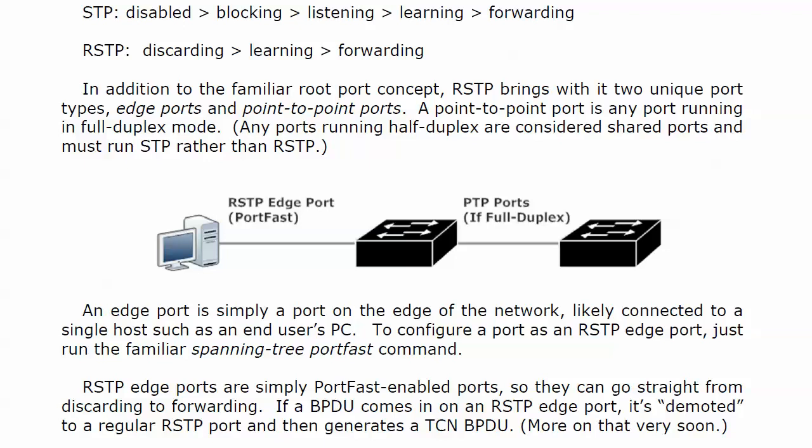Now, the root port concept, we've got that one down cold, but RSTP brings with it two unique port types, edge ports and point-to-point ports. Now, a point-to-point port is really any port running in full duplex mode. And here we've got two switches connected, full duplex connection, and that is going to be a point-to-point port, as we'll see on the live equipment in this section.